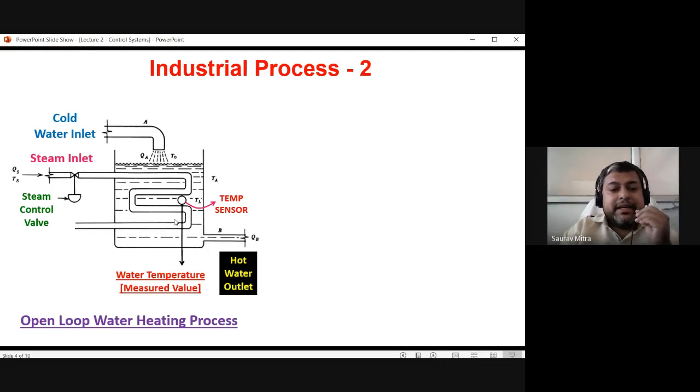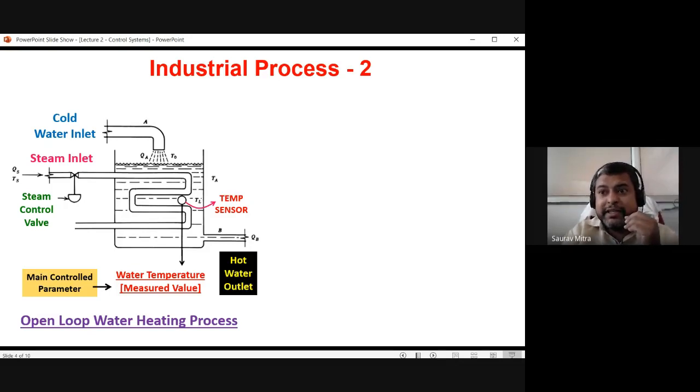So in this case, I think the process is understood. There are 3-4 things that we will see. First thing is, what is the controlled parameter? So what is the main controlled parameter? Though we are not controlling it here, when we see the same process with closed loop, we will convert this open loop process again into a closed loop process. We will find what is the controlled parameter. So the controlled parameter in that case will be water temperature. We can control that by a proper controller and all. So the controlled parameter would be, in that case, water temperature.